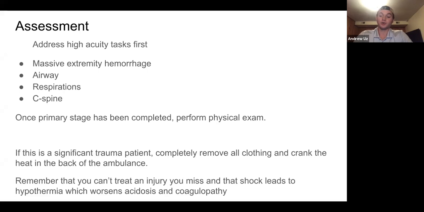And then you also need to crank the heat up in the back of the unit. If you think about what shock will do, when you lose blood, you go into shock, and shock is a state of lower perfusion in your body. So you're going to be producing less body heat. And what that will do is reduce your blood's ability to clot, and it will also lower the pH of your blood. That again worsens your ability for it to clot. So with a trauma patient like this, you should be sweating. You should have the heat up at full blast.